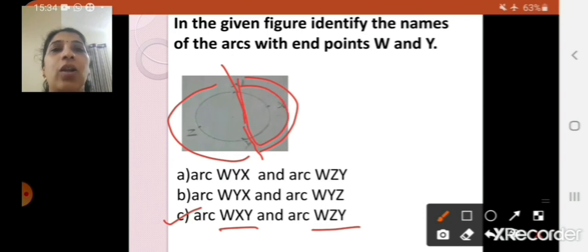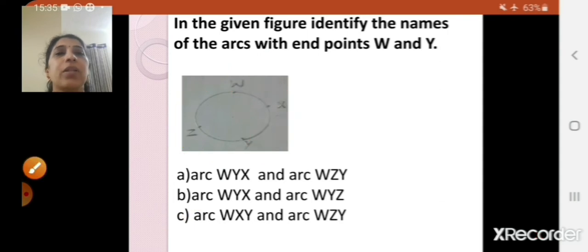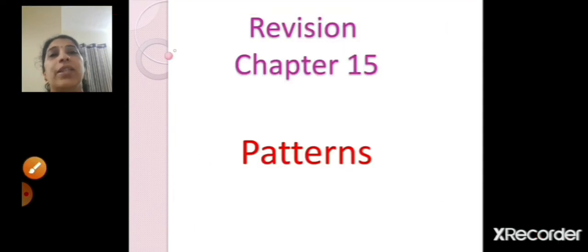This line cannot go like this, right? It has to go either clockwise or anti-clockwise. You cannot name the arc from WYX. Okay. So this was what about the arcs. Let's move. So with this, children, we finish revision of circles chapter.